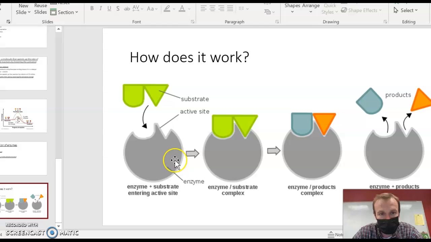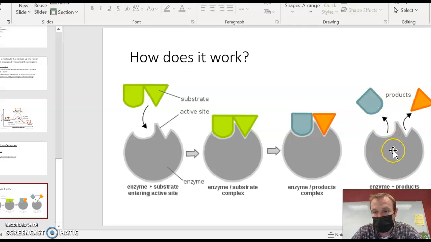And the enzyme then catalyzes the reaction. It makes it speed up. And once the reaction happens, then we get our products that are released from the enzyme. And so a couple intermediate steps in the reaction involve this enzyme substrate complex. So while the reactants are bonded chemically to the enzyme, you have this enzyme reactants or enzyme substrate complex, which then changes to the enzyme products complex. And then the products are released.